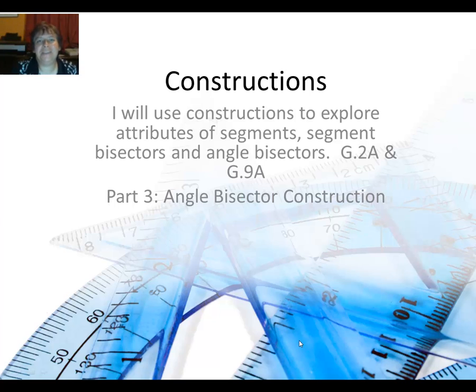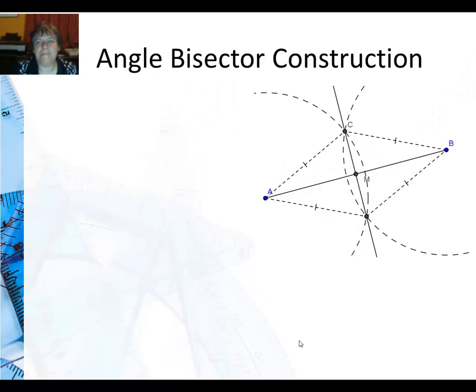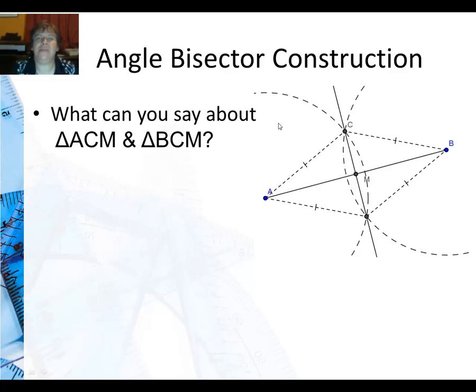And now for our last construction, the angle bisector. So here's something we're going to look at. This is the perpendicular bisector construction. You're thinking, wait, we're doing angle. But first, let's take a look at the perpendicular bisector construction.